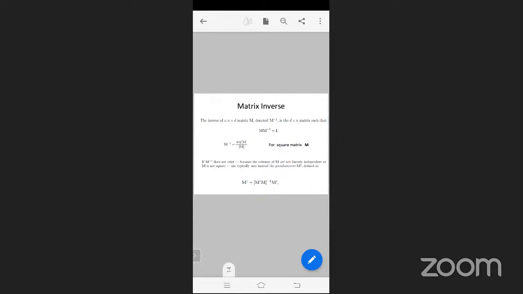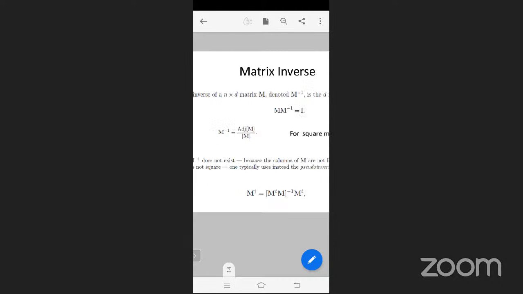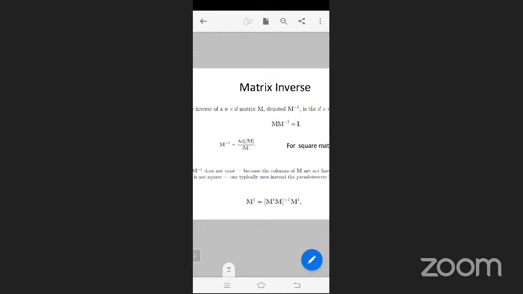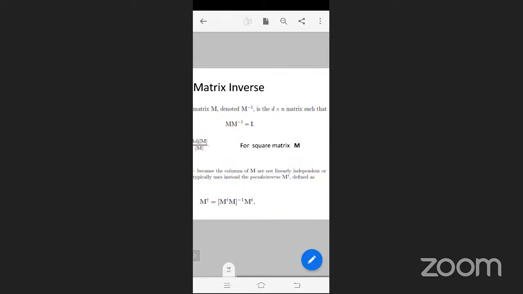Most of you know how to compute the inverse of a matrix, by using the adjoint divided by the determinant to get M inverse. Now what you see below is M transpose M inverse M transpose. This is what is called a pseudo inverse, and this is exactly the solution that you will get when you solve a regression type of problem. That is what I'll be covering right now.